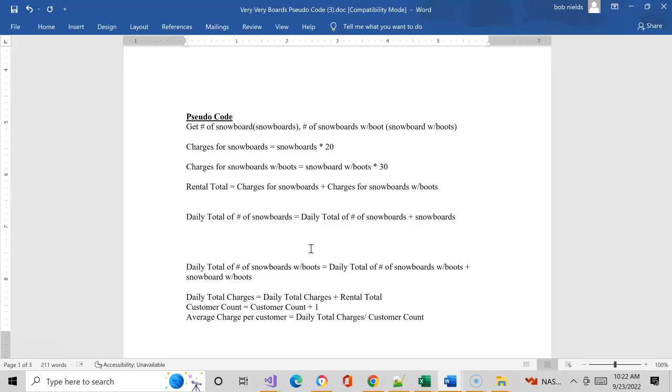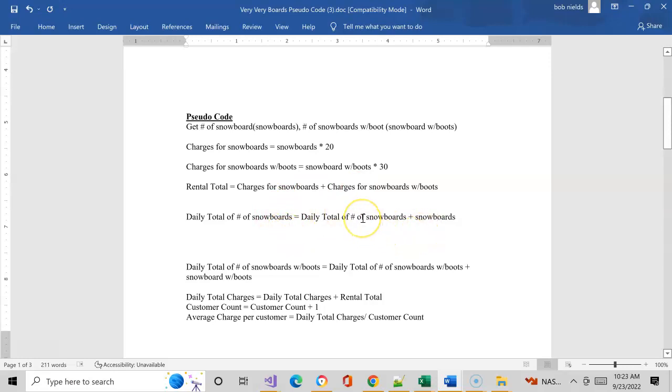To do that logically like this, we'll take whatever was there before, the daily total of snowboards. So the first time through this would be 0. Then we're going to add the snowboards to it, and then we replace it. Remember, everything on the left-hand side of the equal sign is replaced by everything on the right-hand side of the equal sign.